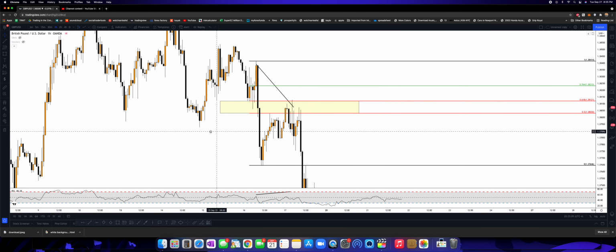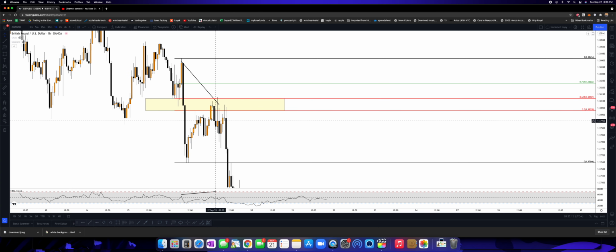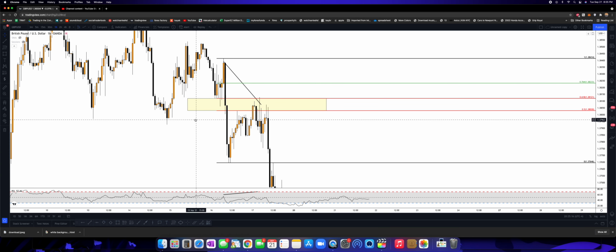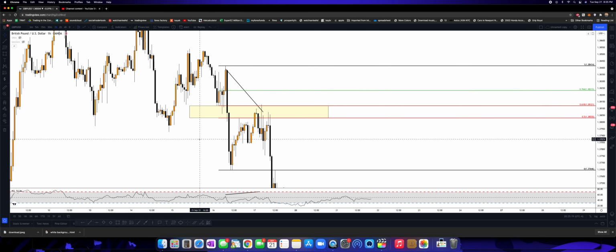We got candlestick confirmations. We see an evening star right here. We see a pin bar. We see multiple pin bar rejections. We see another evening star. We see all these shooting stars and all these pin bars. But guess what do we see?